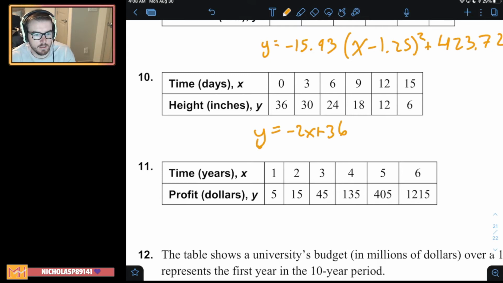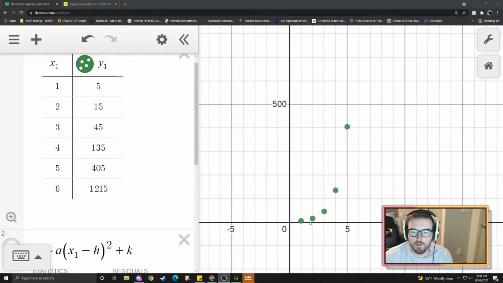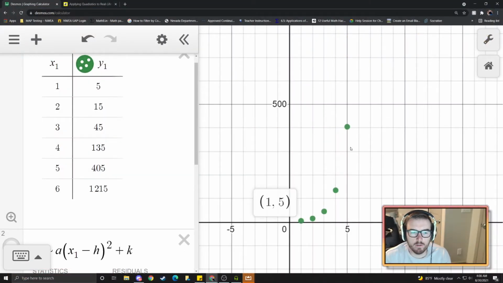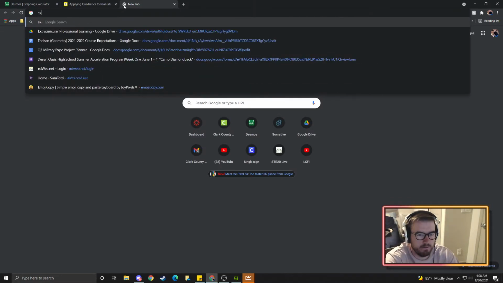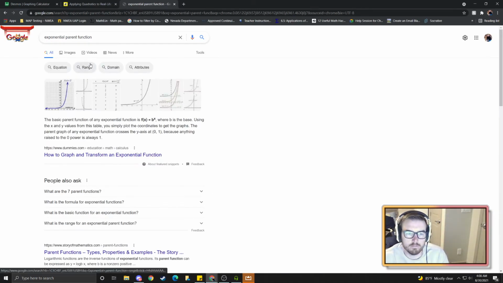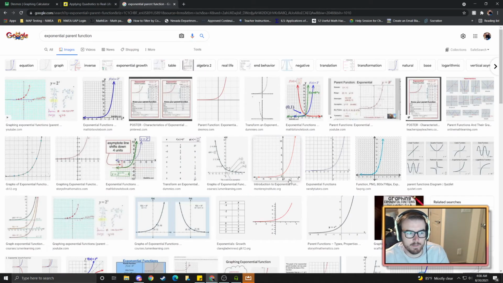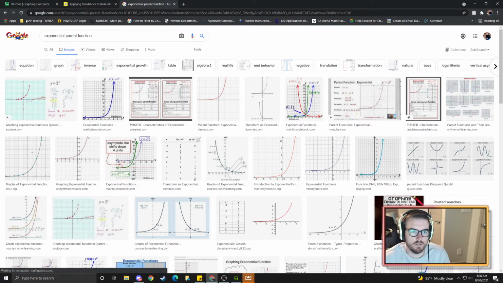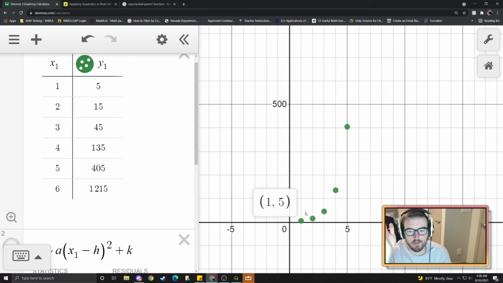Okay, and I'm back. So you can see these points, and they're going up really quickly. Now, this could be a really narrow, skinny, stretched parabola. But I can't help but notice that this looks a lot like our exponential parent function. Exponential parent function, right? This looks a lot like an exponential graph. It's starting to flatten out here at the bottom, but it's going straight up.